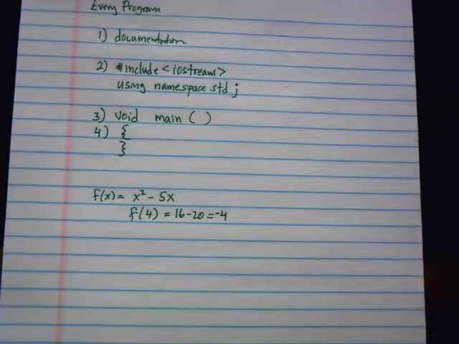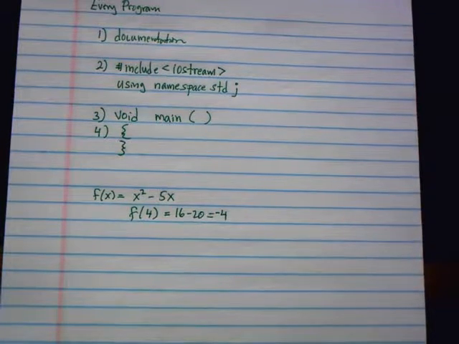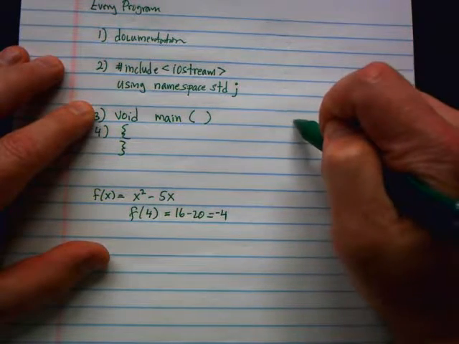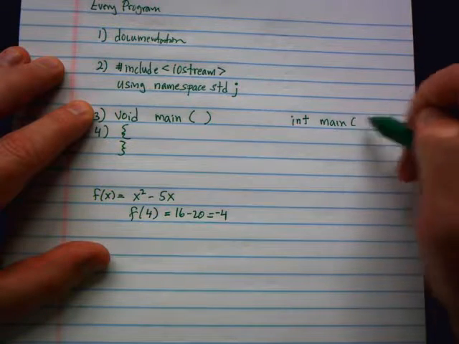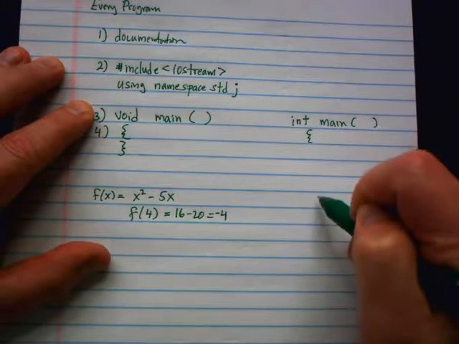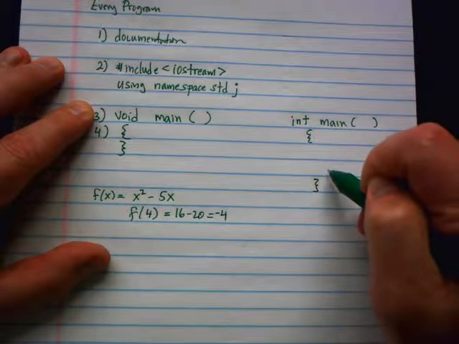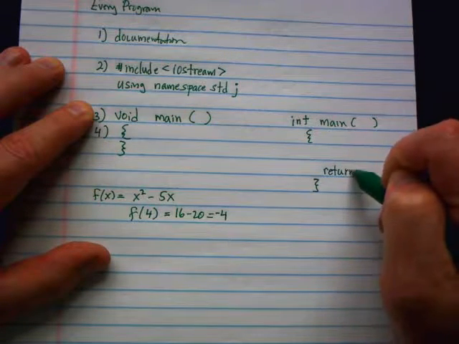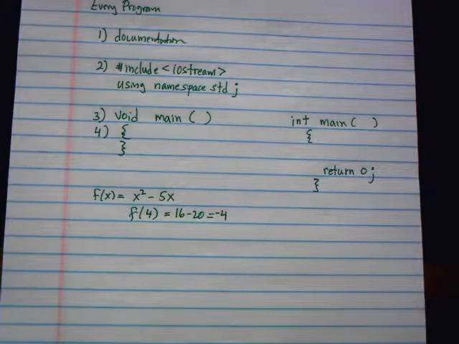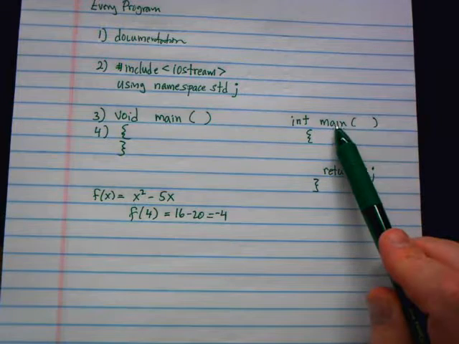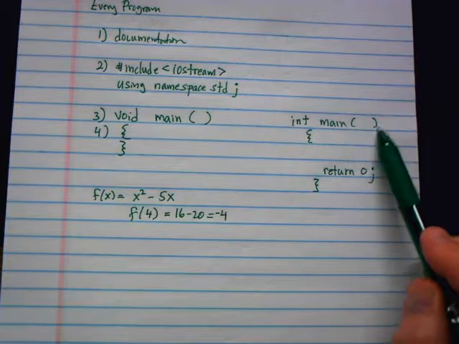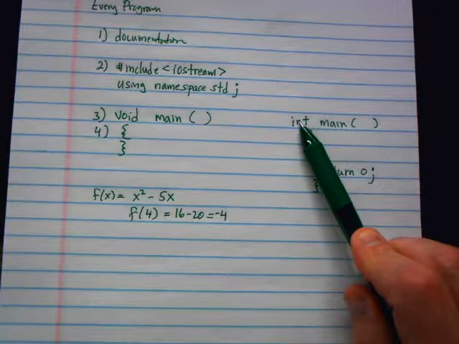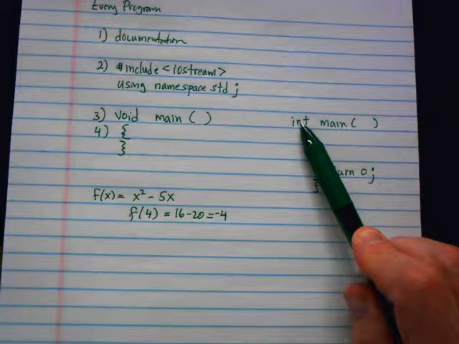Okay? If you read your textbook, which I hope you will at some point, you're going to see that they use int main, and then they have the curly brackets, and way down at the bottom, right before the last curly bracket, they have a line that says return 0. So what this means is my function name is main. It has no inputs, but when I get all done, it's going to have an output. It's going to have an integer output. So that's kind of weird.